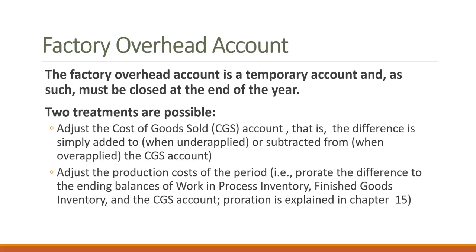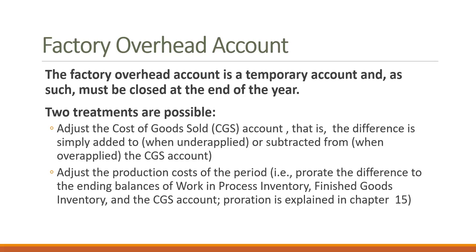When we close that temporary account, we have two possible ways to apply that treatment. The one is to close it to cost of goods sold. This means that the difference, whether under-applied or over-applied, the full amount of difference in the overhead account gets applied to the cost of goods sold account. The second treatment is that we adjust the production cost of the period by prorating the difference in the overhead account across work in process, finished goods, and the cost of goods sold account.